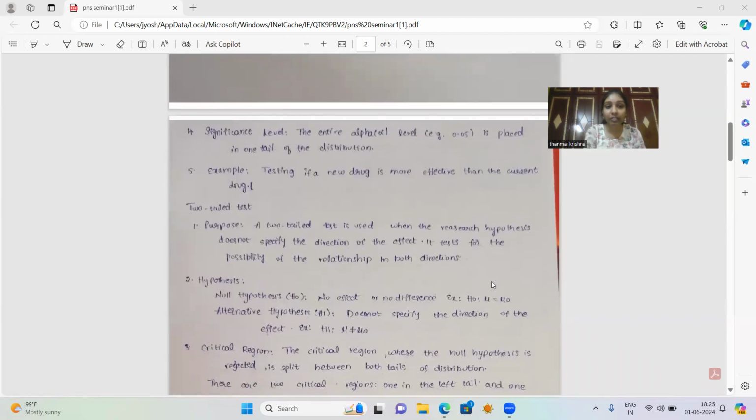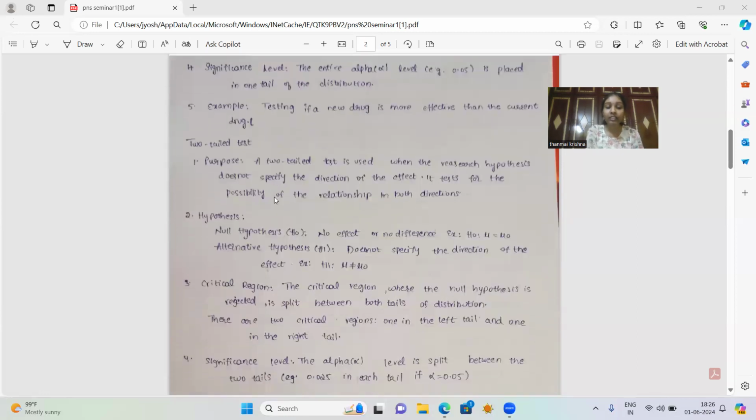Next difference is significance level, which means the entire alpha level. If we are taking 0.05 as an example, it is placed only in one tail of the distribution. Let us take an example for one tail. If we are testing a new drug to check whether it is more effective than the current drug, we are using this one tail test.